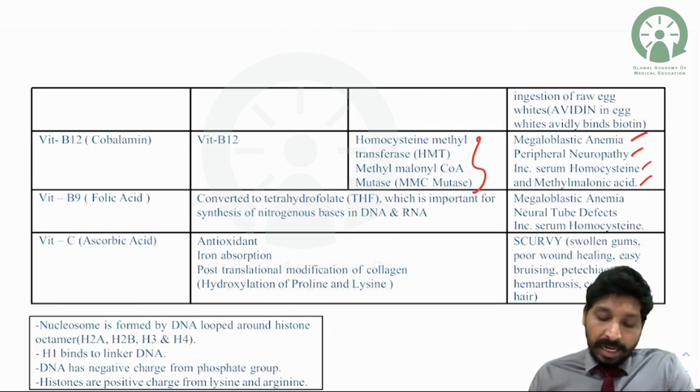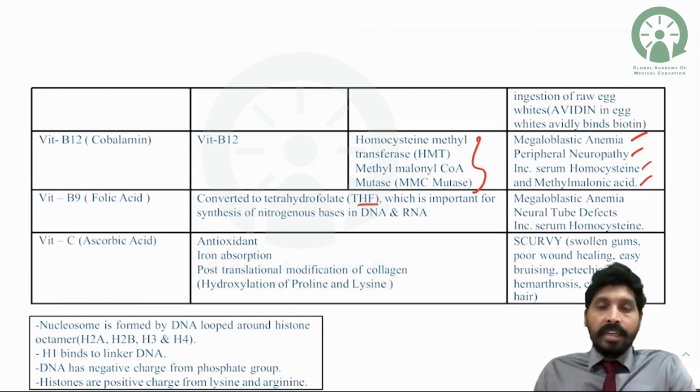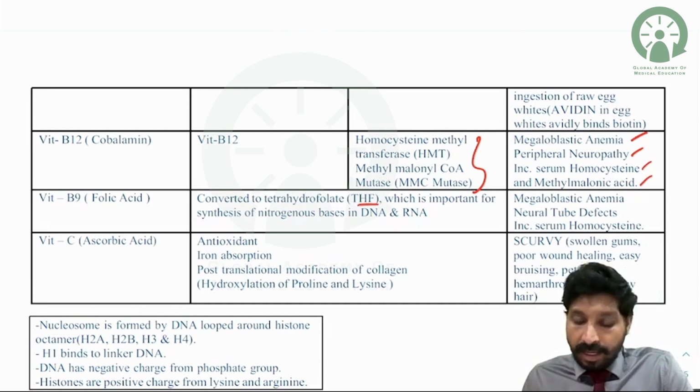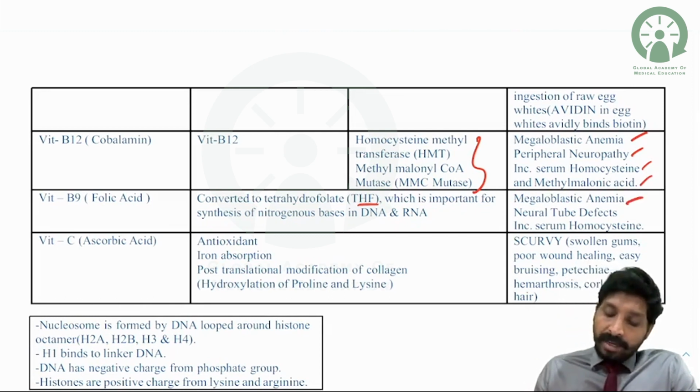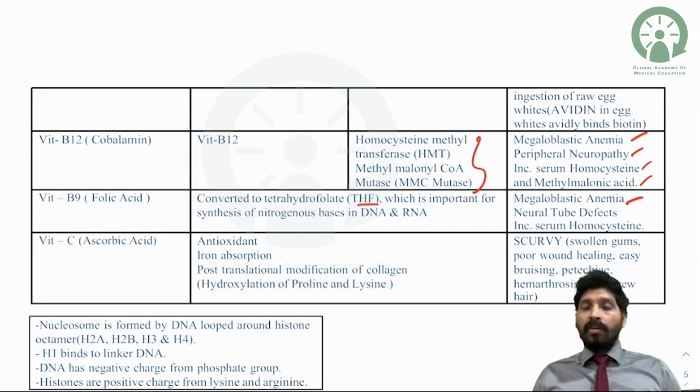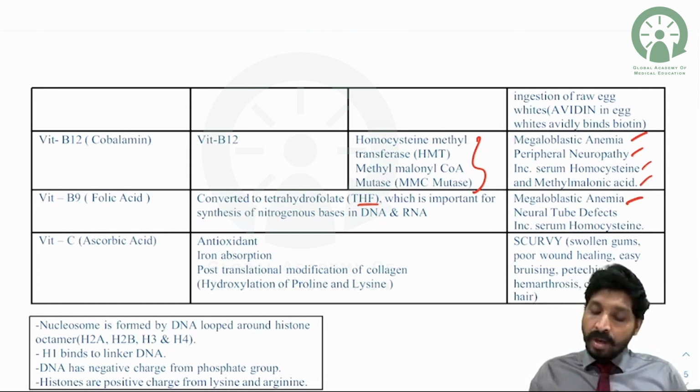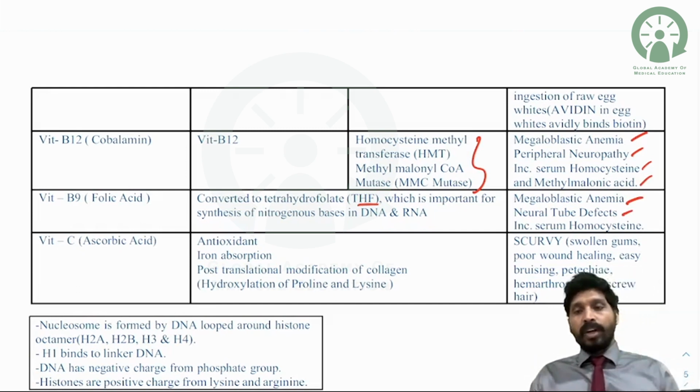And vitamin B9, tetrahydrofolate, is mainly for synthesis of DNA and RNA. Megaloblastic anemia, because B9 is not there, B12 is not there. Obviously it leads to B9 deficiency because of folate trap. Neural tube defects you can make out, and serum homocysteine levels increase as the folate trap is not working.